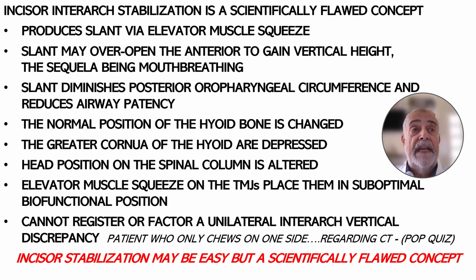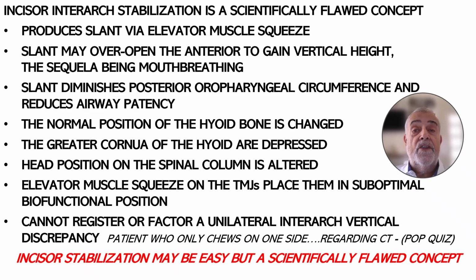Summarizing, incisor interarch stabilization is a scientifically flawed concept. It produces slant via the elevator muscle squeeze. Slant may over-open the anterior to gain the proper vertical height, and the sequela will be open mouth and mouth breathing. Can't close the lips if it's too wide in the front. Slant diminishes posterior oropharyngeal circumference and reduces airway patency.